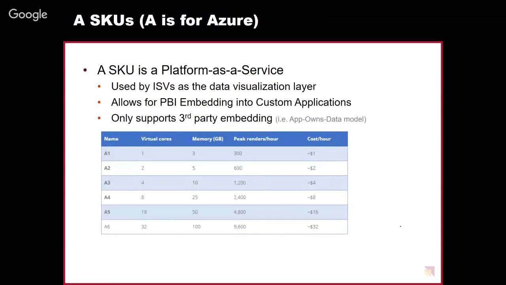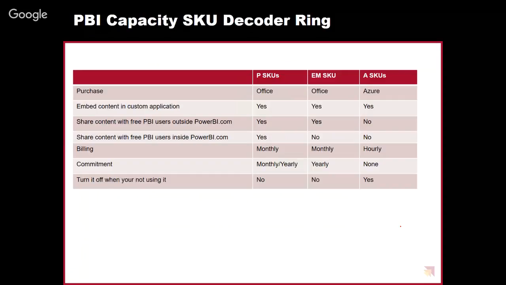So what you'll see is that you can use either one to do third-party embedding. The Azure SKUs definitely have the benefit of being able to pause and start. Now, note that if you use the Power BI P SKU, you can either do first party or third party. When you move over to Azure, we don't support first party. We only support third party where you have a single master account, what Microsoft is calling the app owns data model. Okay. These things are on the slides.